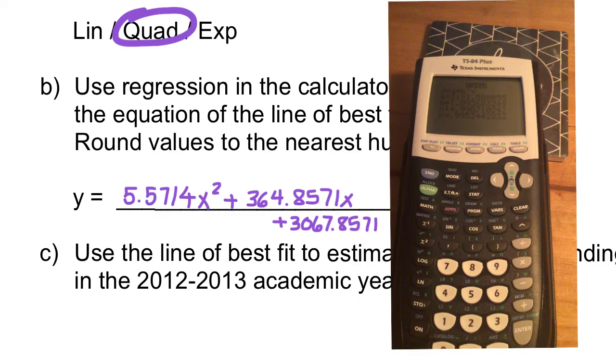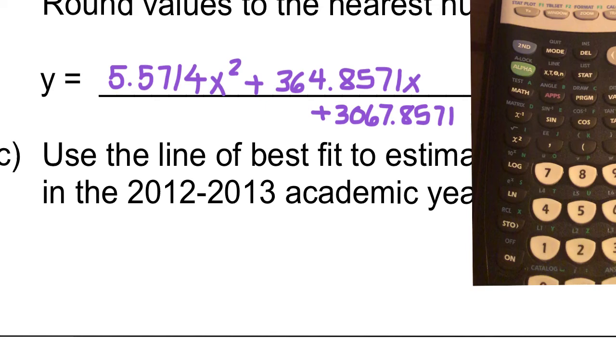Now we can use that to help us make predictions. It says use the line of best fit, well it's a quadratic so it's not exactly a line, to estimate the cost of attending in the 2012-2013 year. So we would say that the x value in this case is 13.